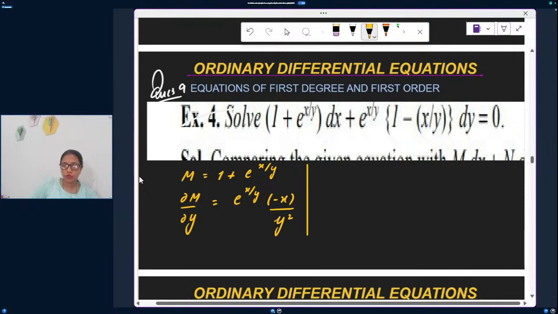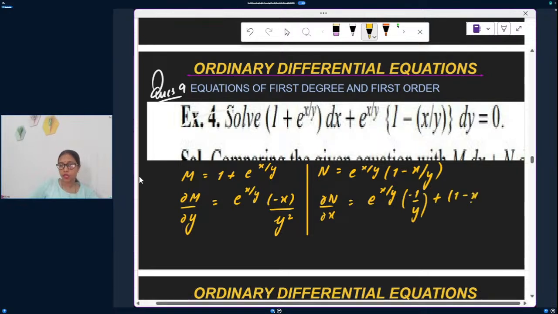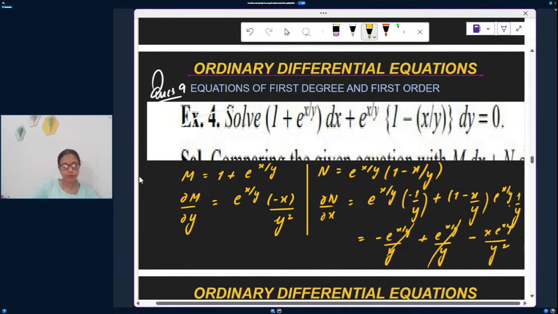And N is equal to e raised to power x by y times 1 minus x by y. Del N by del x: e raised to power x by y as it is, and differentiation of this with respect to x, so it's minus 1 by y, plus 1 minus x by y as it is, e raised to power x by y times 1 by y. So it's minus e raised to power x by y divided by y plus e raised to power x by y divided by y minus x e raised to power x by y divided by y square. So this gets cancelled and you end up having the same expression.